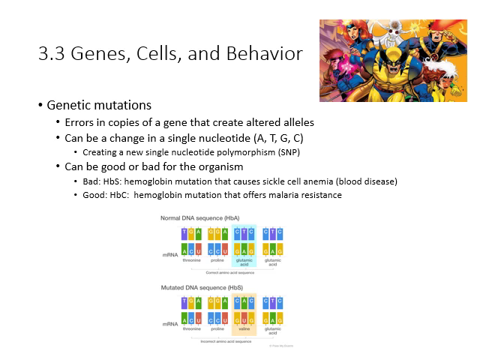Okay, genetic mutations. These are errors in copies of a gene that create altered alleles. So it can be a change in a single nucleotide, for example, one of these A, T, G, or C nucleotides, and that creates a new single nucleotide polymorphism.